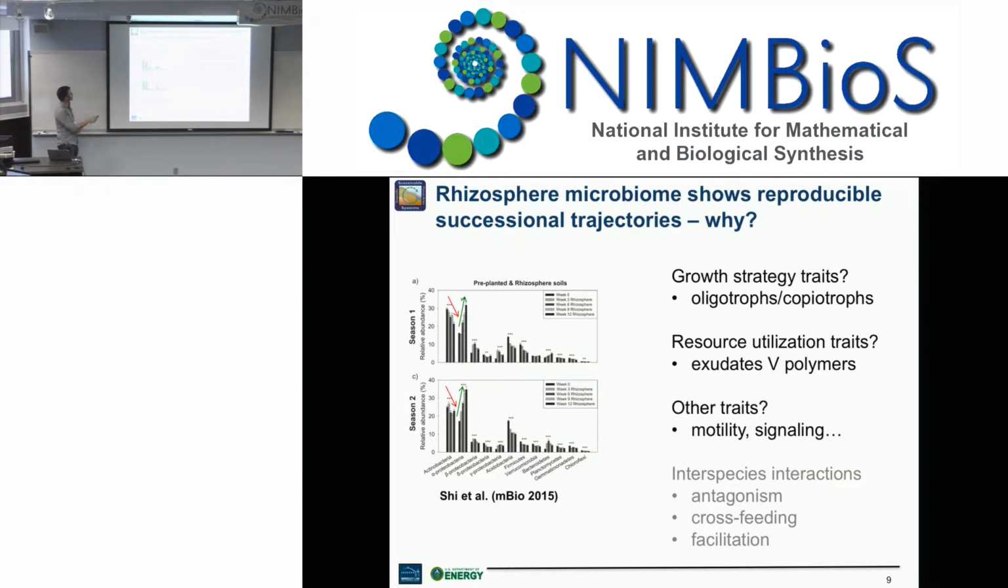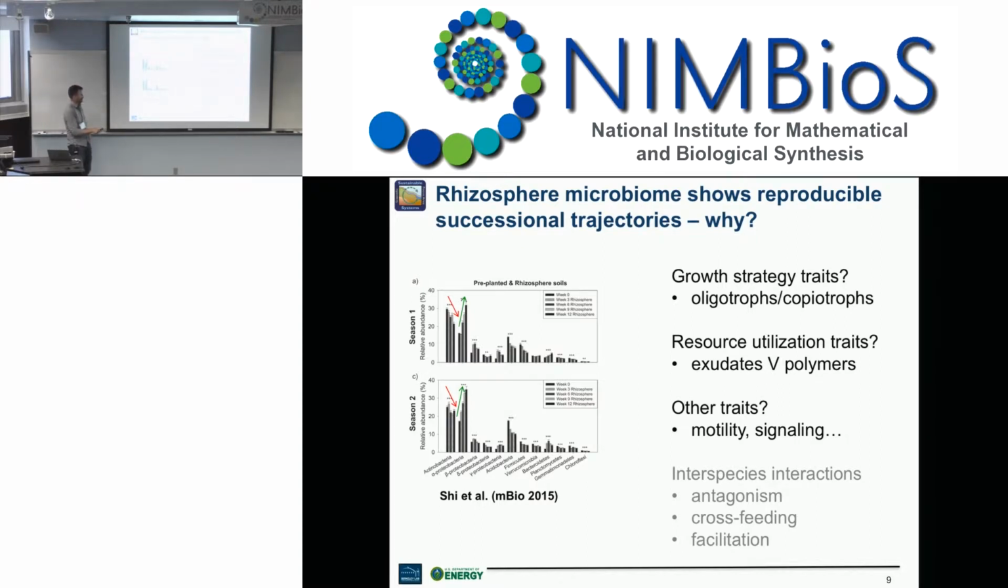Okay, there are a number of possibilities here. This is consistent. Is it related to things like growth strategy? The dogma is that copiotrophic organisms might grow more rapidly in response to a resource pulse in the rhizosphere. So that was the first thing to look at. Maybe different organisms have different metabolic requirements, different substrate preferences, exudates versus polymers. That's talked about quite a lot.